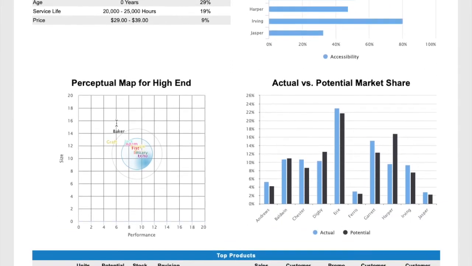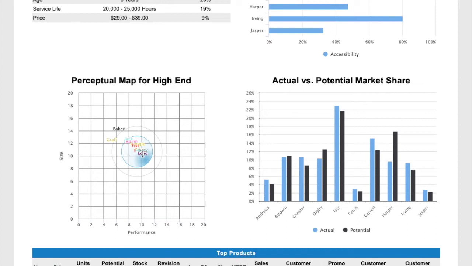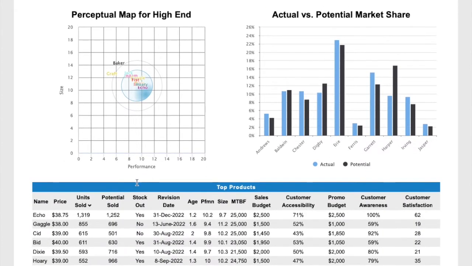Same thing for the high-end segment. We can see Baker and Graft are out of the circle, and then the best sweet spot is Echo. You can see it's very close to here, even though it's not the ideal spot, but very close. That's why Echo is the best selling product in this market segment.